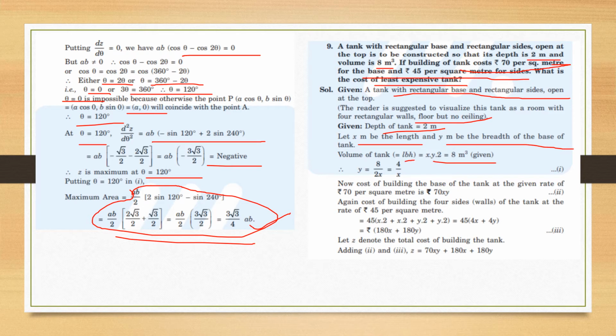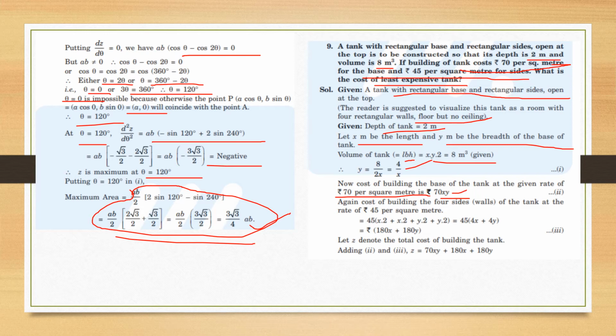So that means your xy into 2 is this. So y is 8 by 2x, that is 4 by x. Now let us start with the cost function. The cost function is rupees 70xy for your base. Now again, the cost of building the 4 walls.